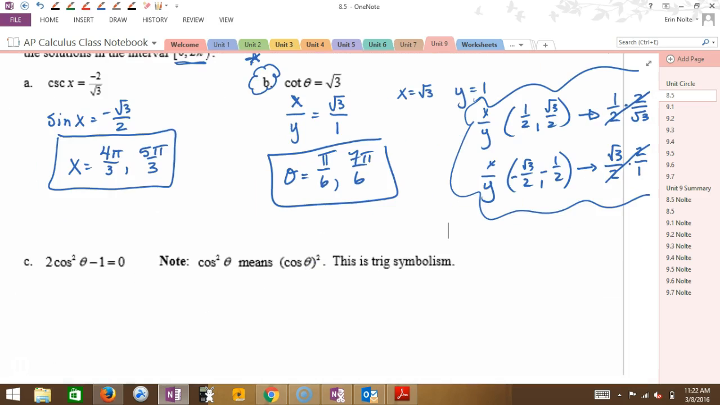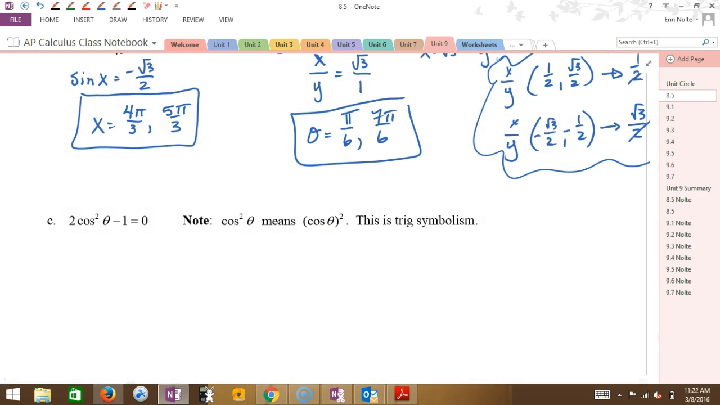Okay, so now on C, we're going a little further. We're solving this trig equation. We have to start by isolating the trig function. Okay, so I would solve this like I would any algebraic equation for the cosine. I would start by adding 1 and dividing by 2. Okay, and then how would you get rid of a square? You square root it.